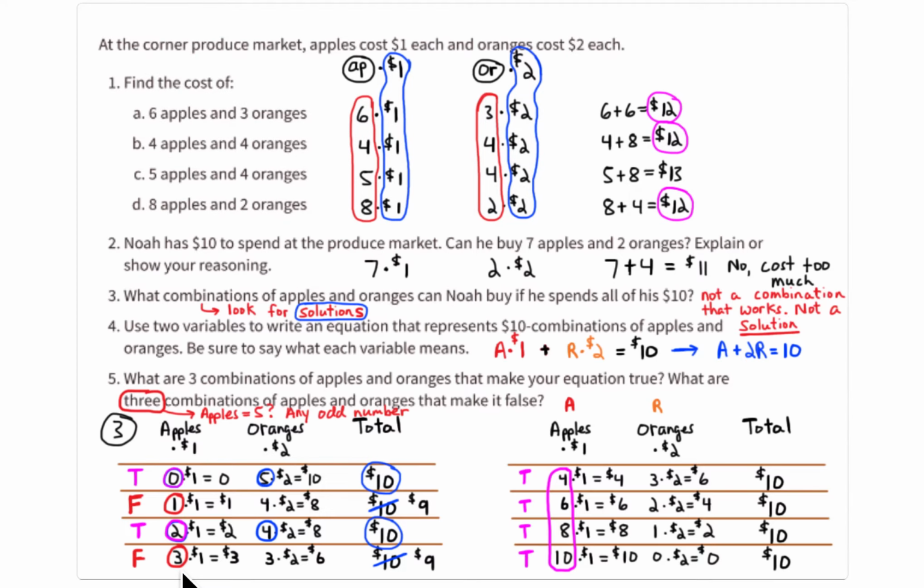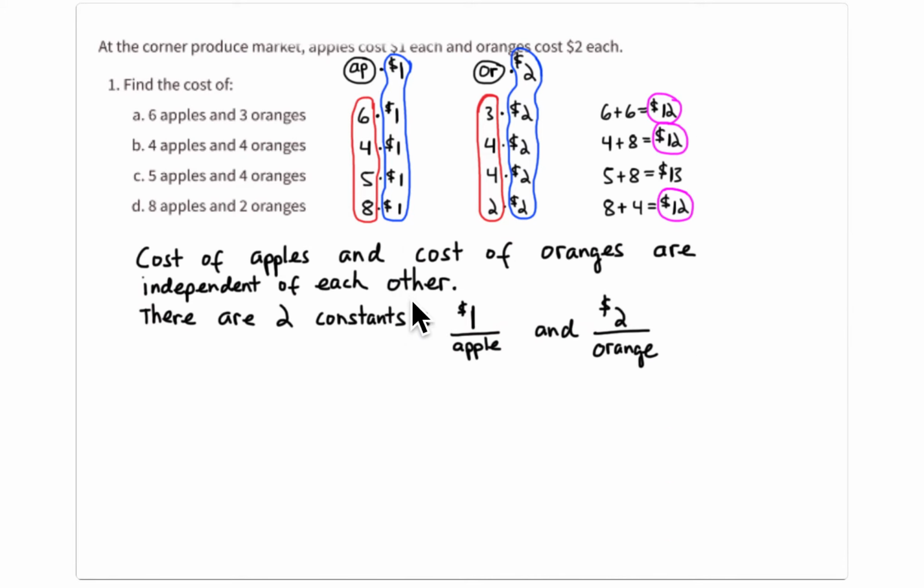All right. So that's the end of the activity. And I'm going to make a couple of comments that hopefully will help in the next activity and throughout the rest of this lesson and this unit. What I want you to do is go back to this idea here and notice that the cost of the apples and the cost of the oranges are independent of each other. When you look at the cost of the apples, it's not related at all to the cost of the oranges. So there are two constants in this case. One constant is $1 per apple, and the other constant is $2 per orange.